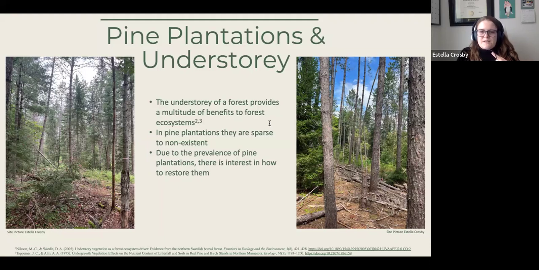Pine plantations are prevalent in Algonquin as well as in Ontario and Canada. Due to the high number of these plantations, there has been interest in how to restore them. However, the time that projects take as well as their cost are major barriers to restoration. Because of this, this project tests understory restoration techniques that are both cost and time effective.